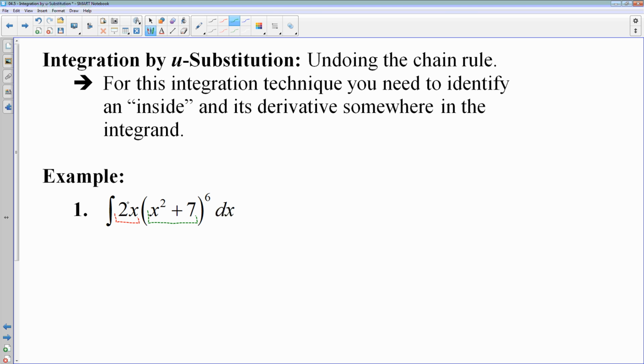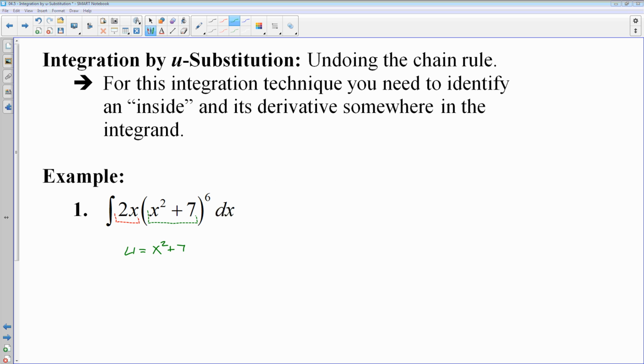Now, the reason it's called u-substitution is because what we'll do is we're going to say, let's let u equal x squared plus 7. And I'm going to substitute u in for x squared plus 7. But when I do that, that changes my variable to a u. And so the next thing I have to do is figure out how to take care of dx and this other x.